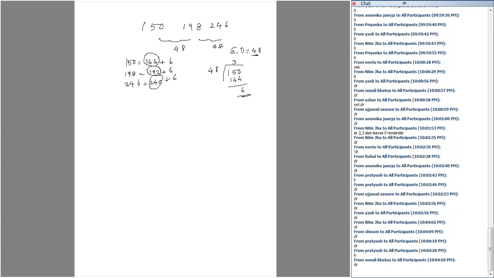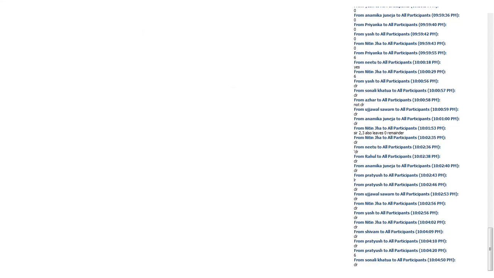Any factor of 48 will divide 144, will divide 192, will divide 240. Are you clear? Any factor of 48. Now, what will make this? I want a number which will leave 0 as a remainder. When I divide this by 1, will there be 0 as a remainder or not? When I divide 6 by 1, what's the remainder?